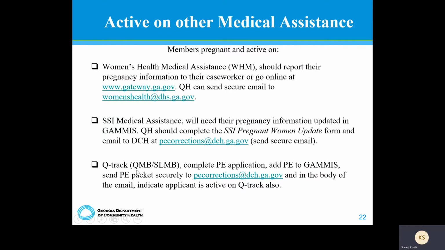If the individual is pregnant and active on Q-Track, that's your QMB or your SLMB, then you're going to treat them like the Planning for Healthy Babies and follow the same process. You will complete a PE application on these individuals, and you will make a PE determination to see if they're eligible or ineligible. If they are eligible, you will add the PE to GAMIS, and then send a PE packet over to the PE corrections email address. In the body of the email for these individuals, you just indicate that this individual is active on Q-Track also. That's all you have to do.